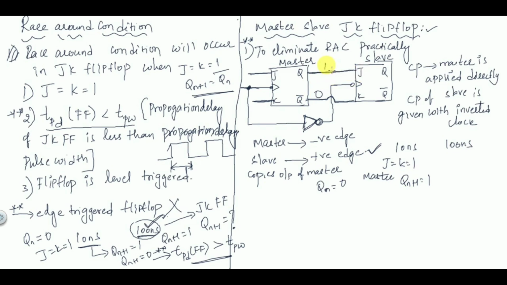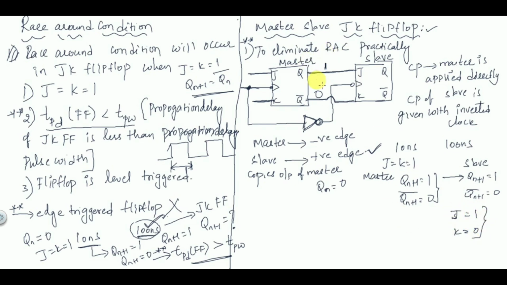These two outputs of the master will be transferred to the slave immediately, because they are short circuited. That is, the output of the master is given as input to the slave. So whatever output you have got here, Qn+1 equal to 1 and Qn+1 bar equal to 0, is transferred to the slave. That is J equal to 1 and K equal to 0.